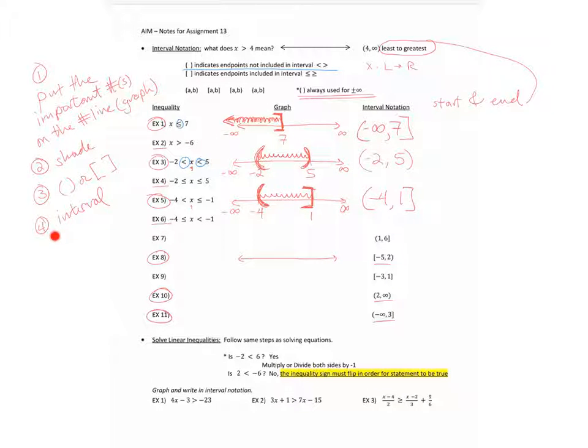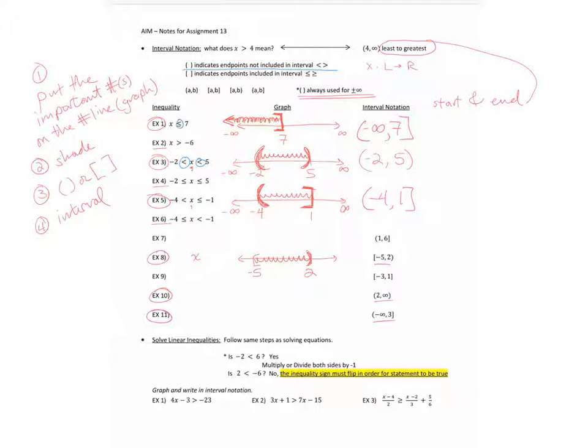So we started with an interval. We already know what grouping symbols are around it. So we will put the important numbers on the line and shade. Oops. -5, parenthesis 2. And we shade in between there. But to get back into inequality notation, we have to have a variable.